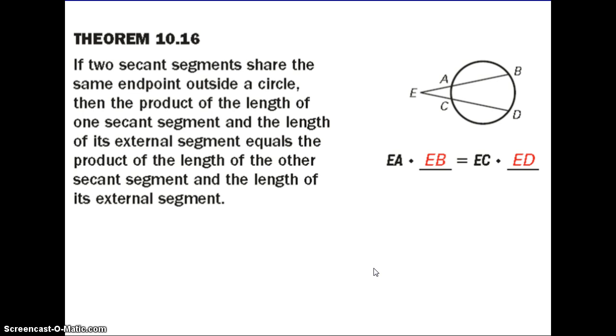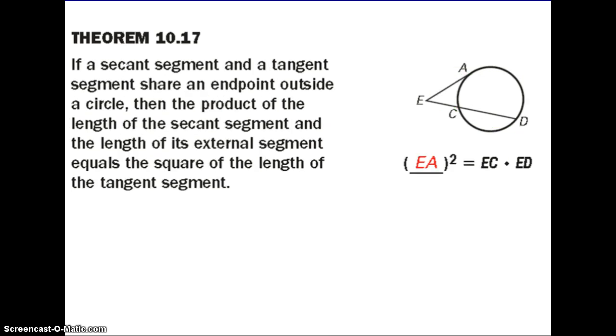Okay? So we'll have some examples of that in a minute. Now, if we have two secants, remember secants are not the same as chords. They go through the circle and continue on. If I have two secants, I know that EA times the whole length EB is going to be equal to EC times the whole length ED. So the outside piece times the whole piece equals the outside of the other secant times the whole piece. And when I say outside, I mean outside of the circle.